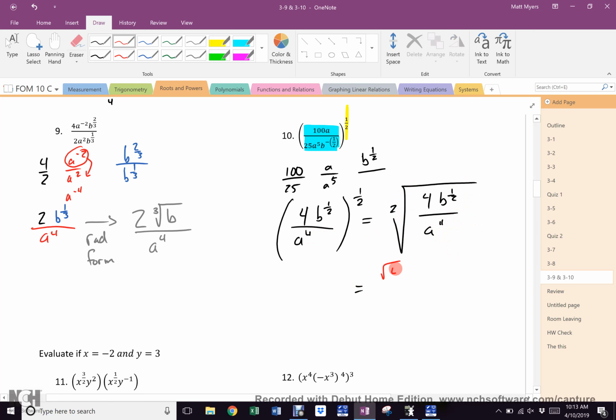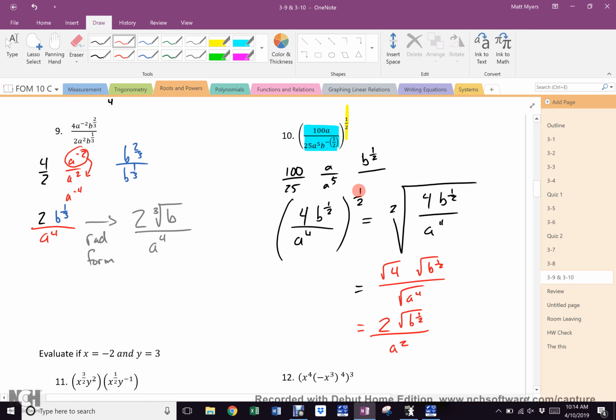Okay. That root applies to what? Everything. That's the square root of 4, right? The square root of b to the 1/2, right? Over the square root of a to the 4th, right? What's the square root of 4? 2. What's the square root of a to the 4th? A squared. And this is what? If I leave it as this, the square root of b to the 1/2, is that okay? Is that radical form? Yeah.